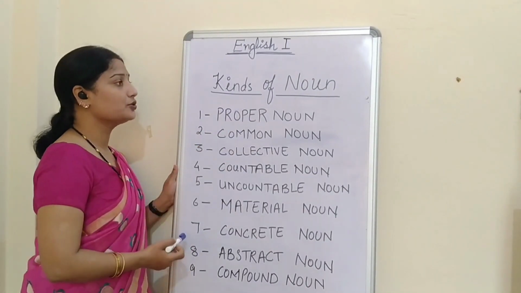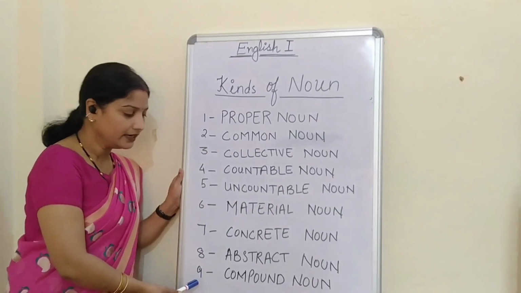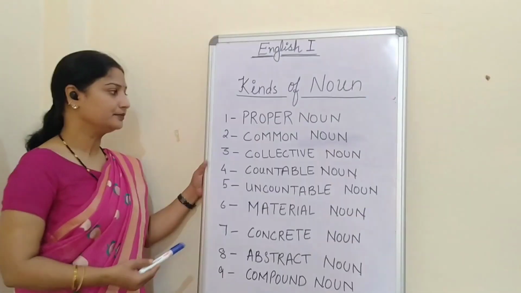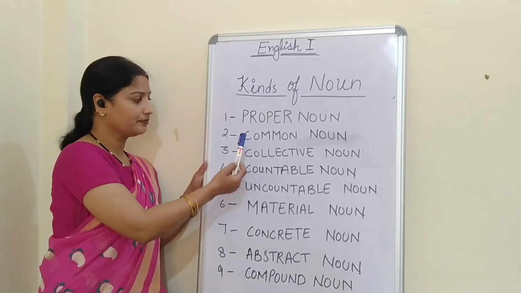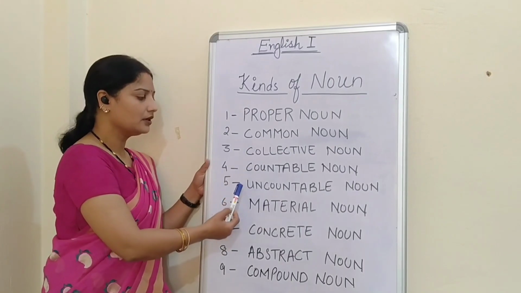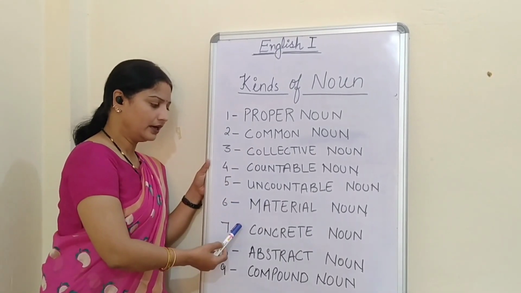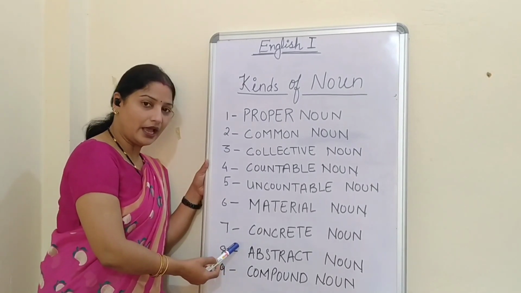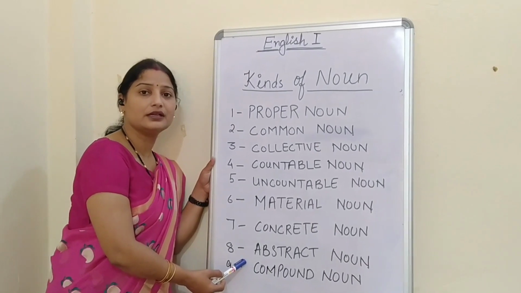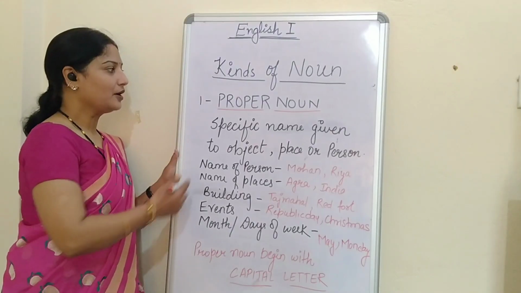Now, let us start with the kinds of noun. Students, there are 9 kinds of noun. Number 1, proper noun, common noun, collective noun, countable noun, uncountable noun, material noun, concrete noun, abstract noun, and compound noun. Now, we will start with a proper noun.